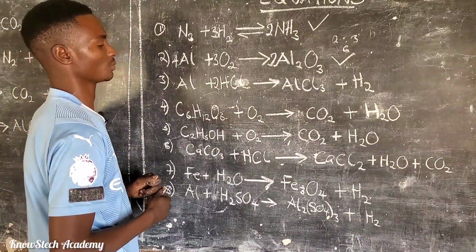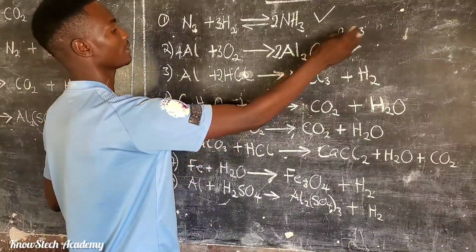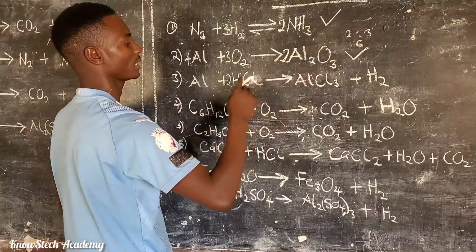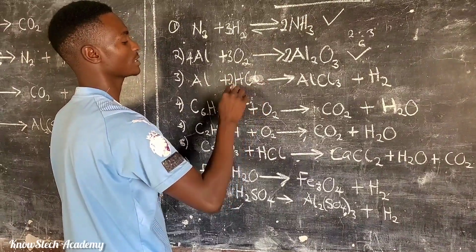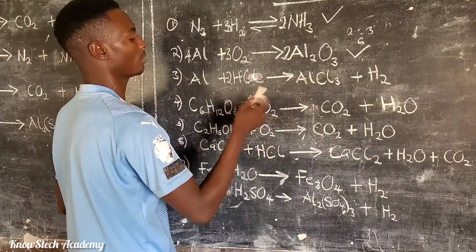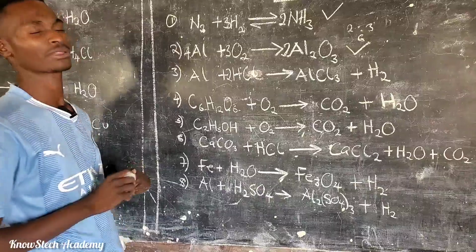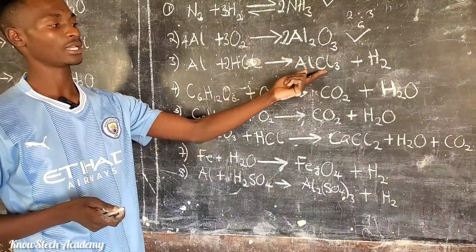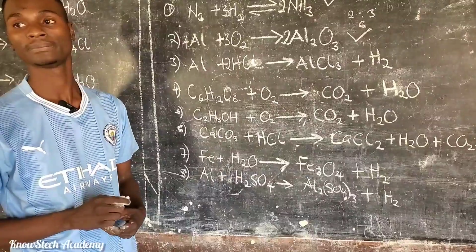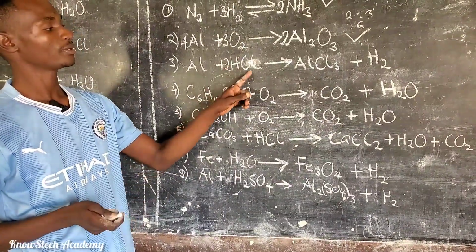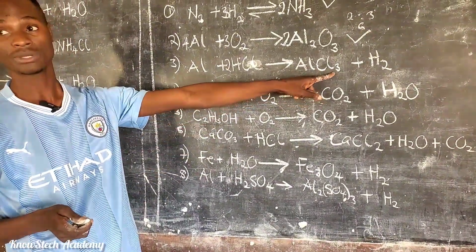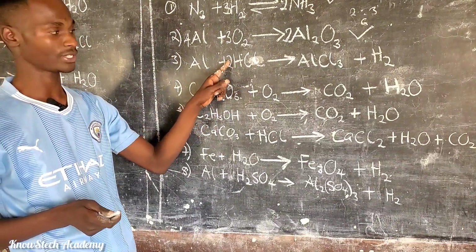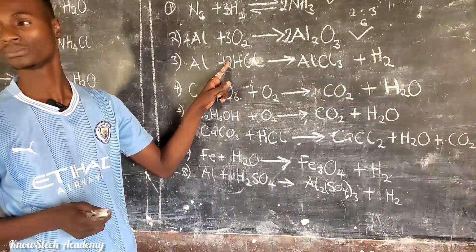So what are we going to do? Remember what we've done previously between 2 and 3. Can we change this to 6 or what? Anyone with an idea what we can do between the chlorine atoms this side and this side? Here we have 2 and this side we have 3. Remember the 2 is not here, the 2 is in front as a coefficient. What do we do?